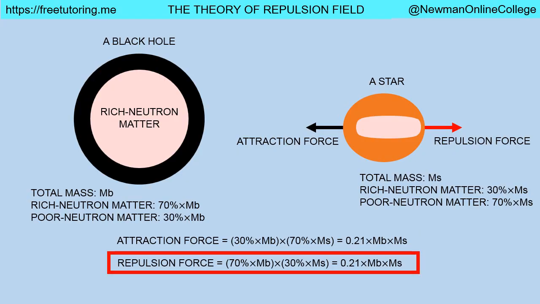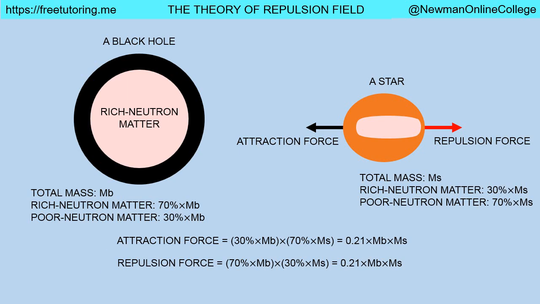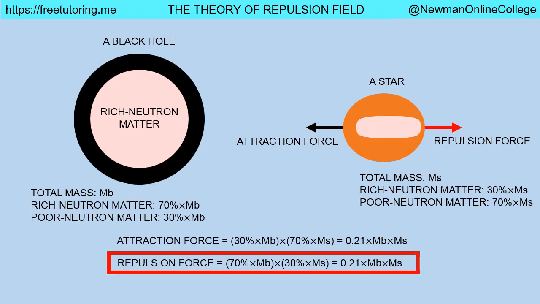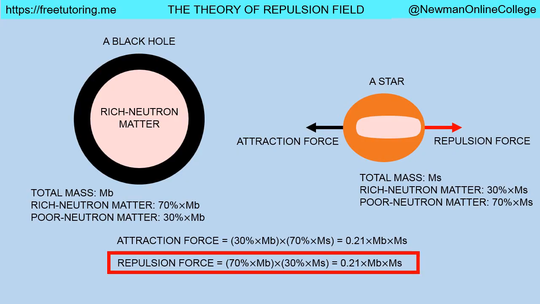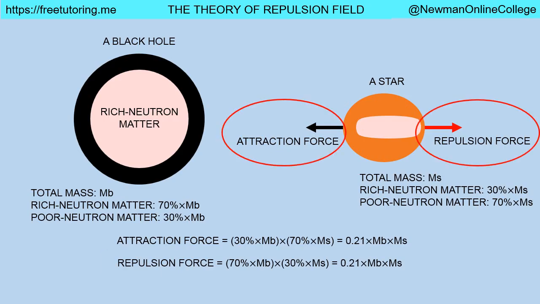Meanwhile, the product of the mass of rich neutron matter of the black hole and the mass of rich neutron matter of the star is 70% times m sub b times 30% times m sub s, which is equal to 21% times m sub b times m sub s. These two products are the same. The gravitational force that the black hole exerts on the star cancels out the repulsion force that it exerts on the star. Therefore, it is not necessary for the star to revolve around the black hole to prevent itself from falling into the black hole.